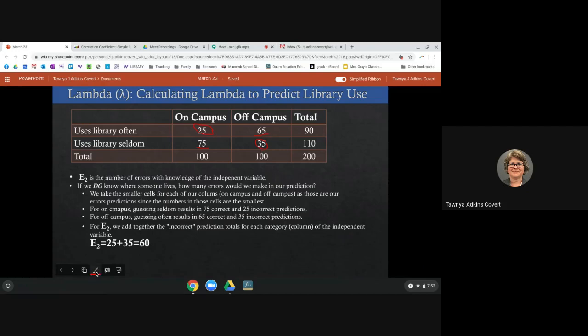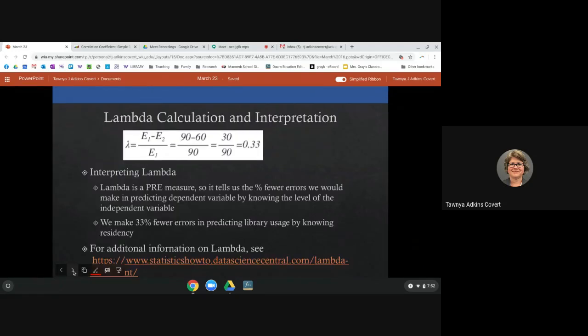The next stage in the calculation for Lambda is to plug the 90 that we got from our E1 and the 60 that we got from our E2 calculation into the formula. E1 was 90, the number of errors that we made if we didn't know the independent variable. E2 is 60, the total number of errors we would make in our prediction by knowing the independent variable. So 90 minus 60 divided by 90 is equal to 0.33.